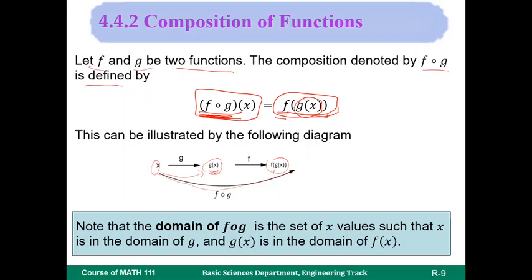Now the domain of f composition g is the set of all x values such that x is in the domain of g and g of x is in the domain of f. So you have to check like this for the domain of f composition g. It's a little tricky here because you have to check if this x makes a problem here or not. Then you have to check also if g of x makes a problem here or not.